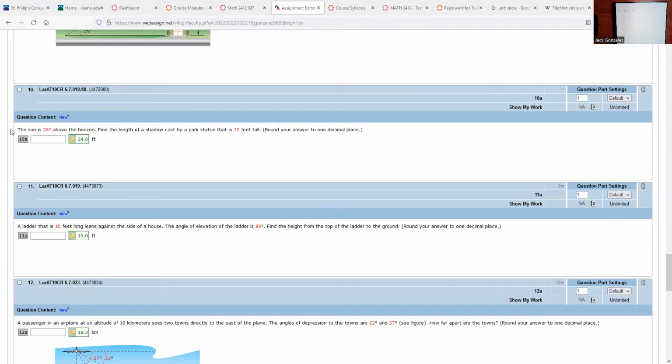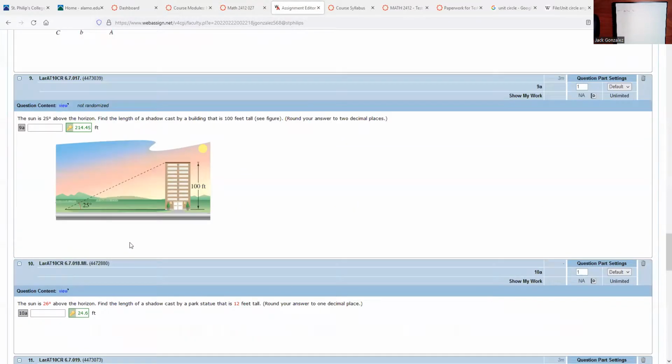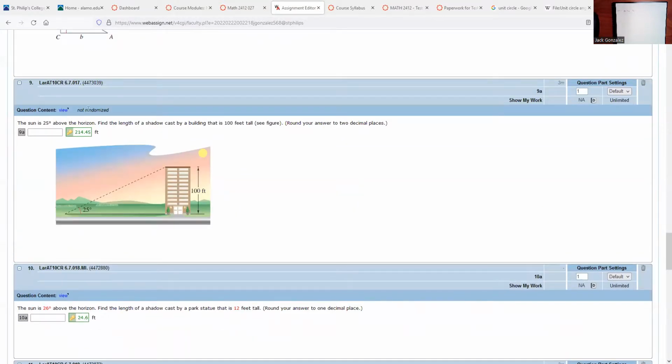Just read it carefully. The sun is 26 degrees above the horizon. Okay. Find the length of the shadow cast by a park statue that is 12 feet tall. Well, you know what? Let's do this one first, and then this one. This is similar, but a little easier.